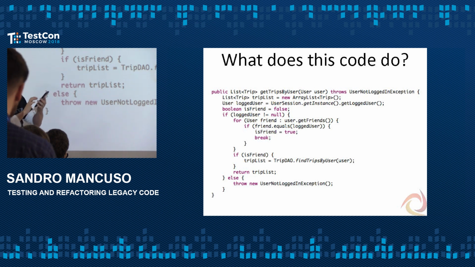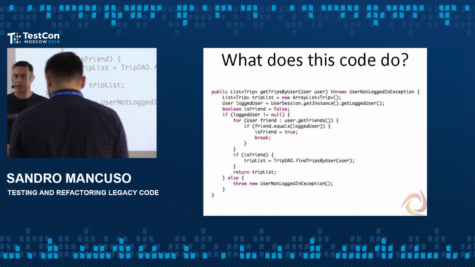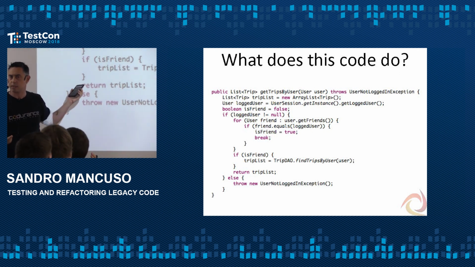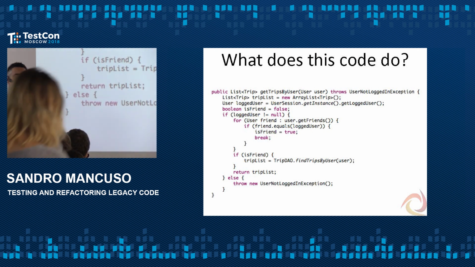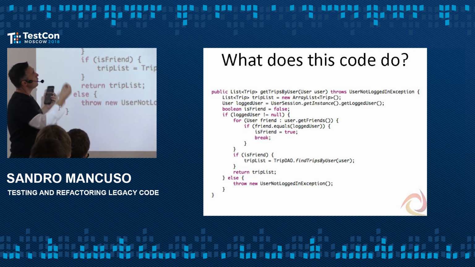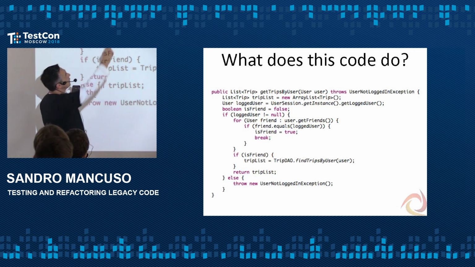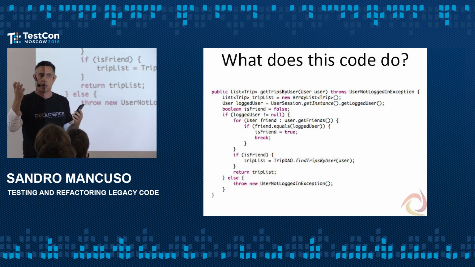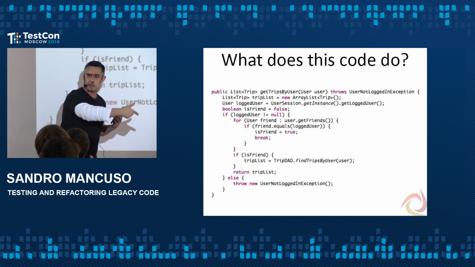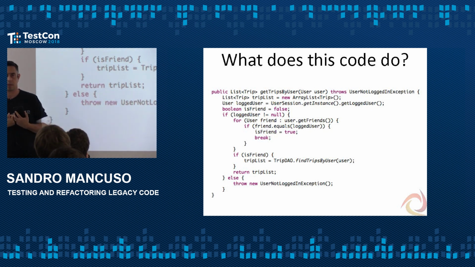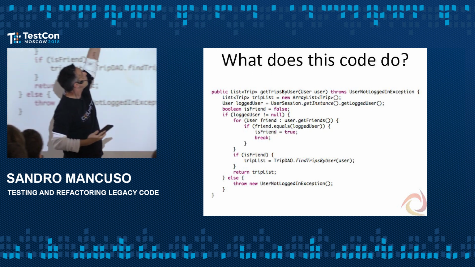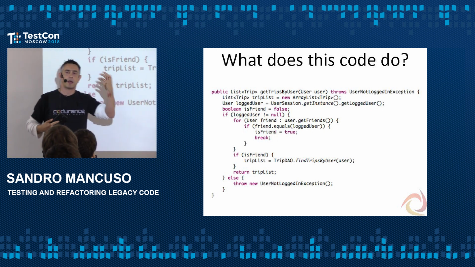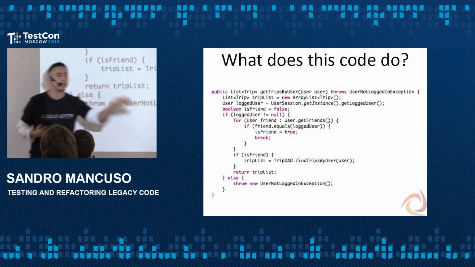Yes, so 2.5 minutes for almost 100 people to figure out what 16, 17 lines of code does. So the answer was, if the logged in user is friends of the user passed as a parameter, so the user passed as a parameter has a list of friends. If the logged in user is in that list, then they are friends. Right? So if the user passed as a parameter considers the logged in user as part of his friends, then you can return the trips.